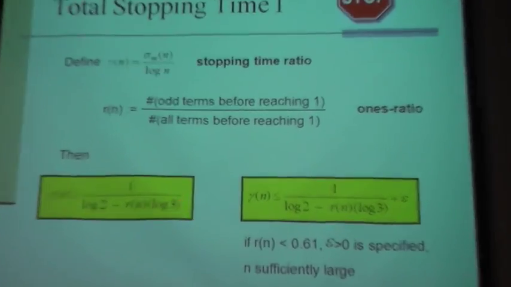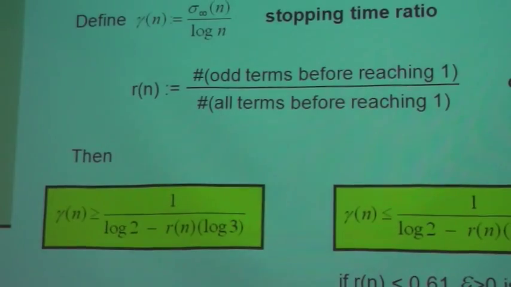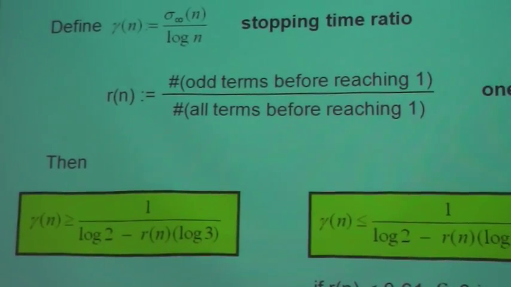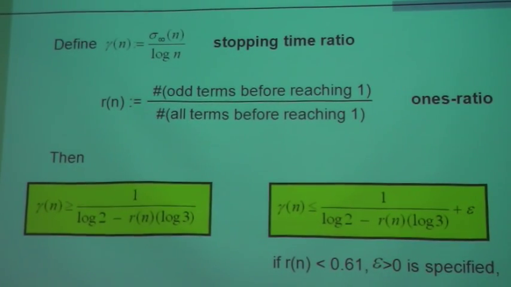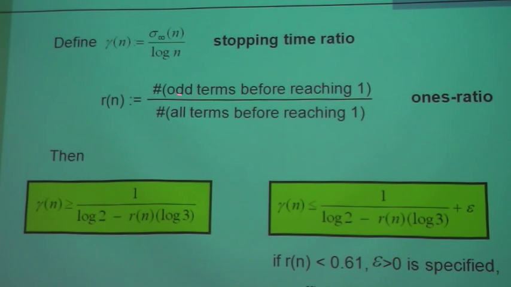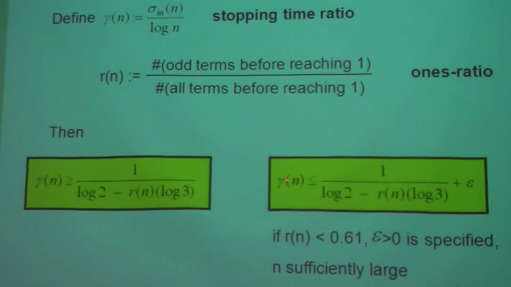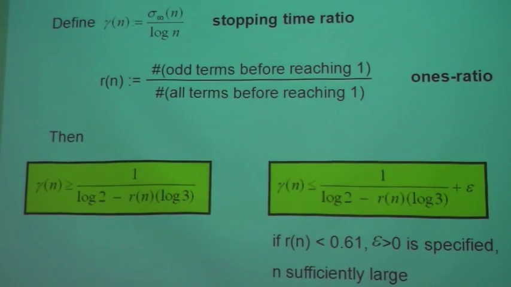Log of 2 and log of 3 come up with some frequency for people who are trying to do analysis on this problem, not surprisingly, because we're more or less multiplying by 3 and dividing by 2. Rn is the ratio of the number of odd iterates versus all the iterates we've gotten up to a point. So there's a lower bound and an upper bound for this stopping time ratio. So something times log of n kind of makes sense for the total stopping time. But again, we just have these rough heuristics going on here.